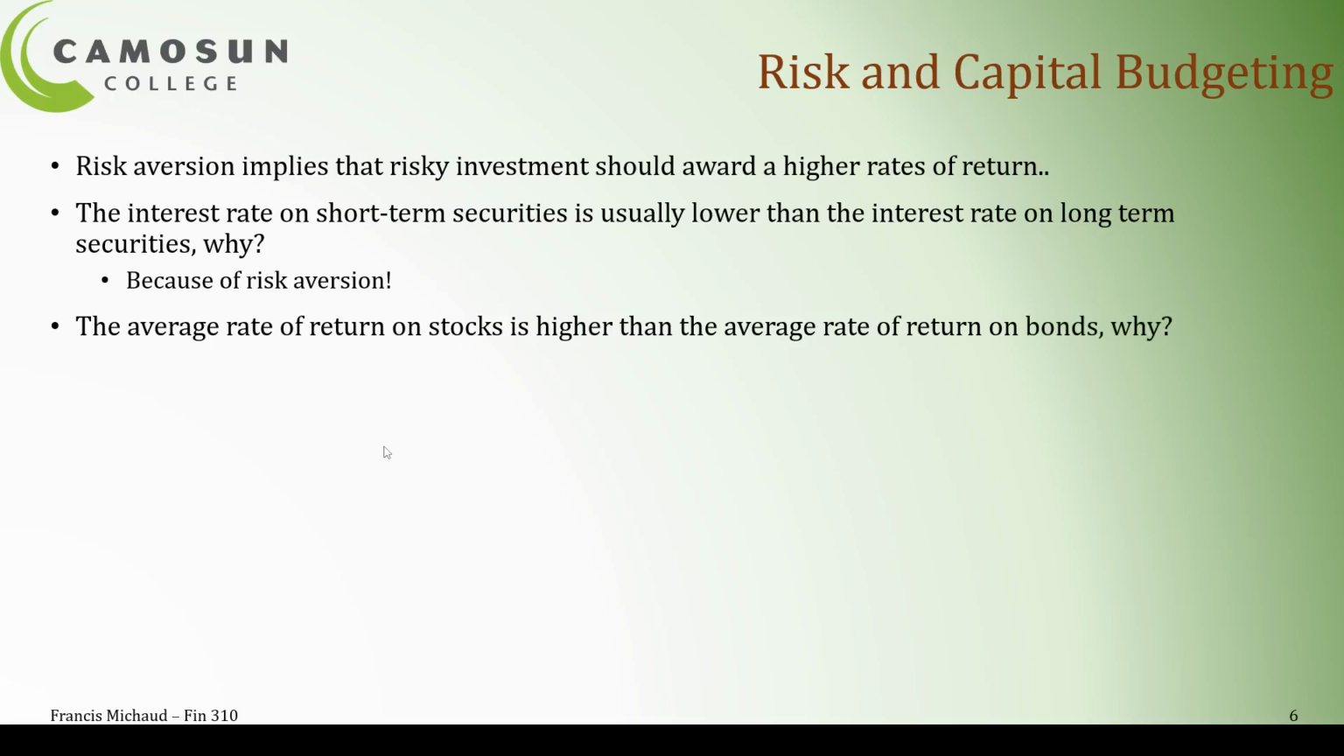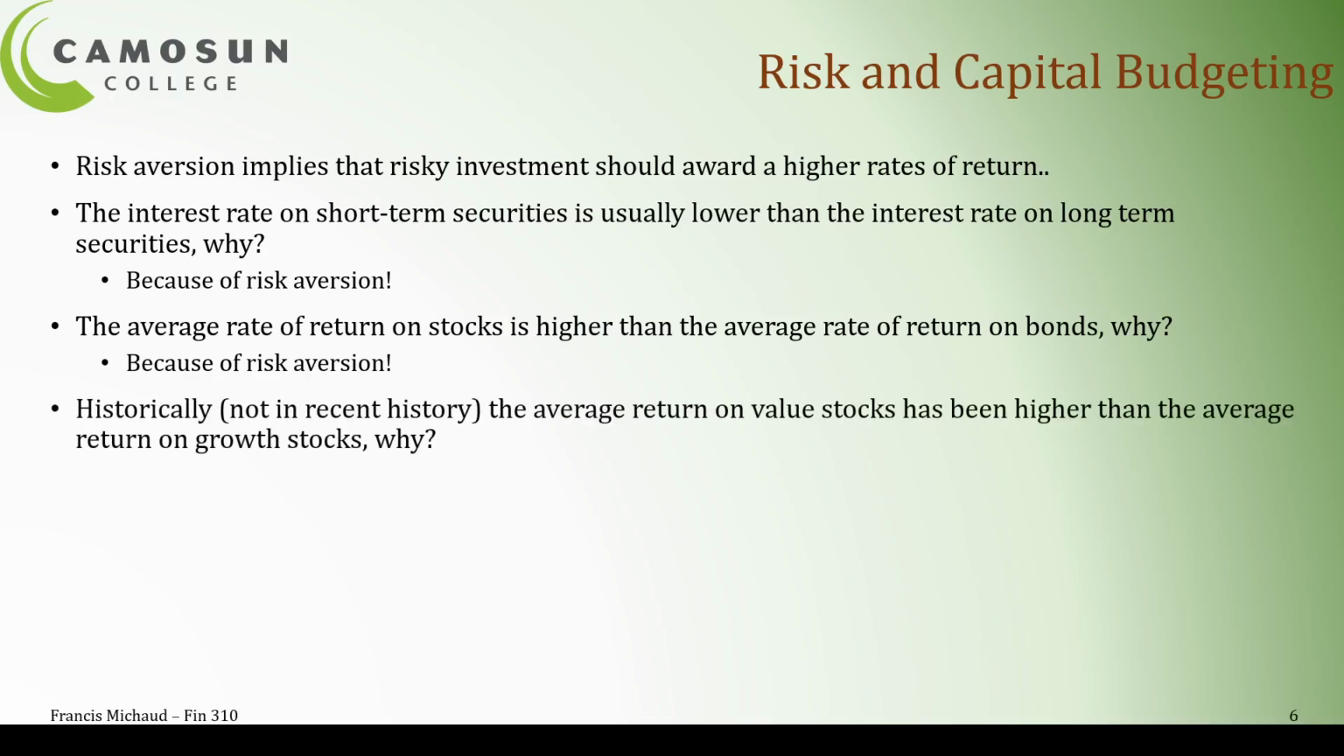The average rate of return on stock is higher than the average rate of return on bonds. Why? Again, because of risk aversion. People are risk averse. Bonds are safer from the investor's point of view compared to stocks. So they pay a lower interest rate because they are safer, and people want to be compensated if they decide to bear more risk.